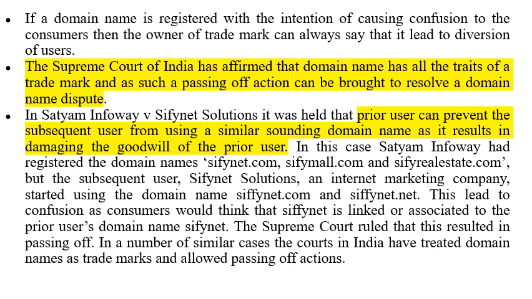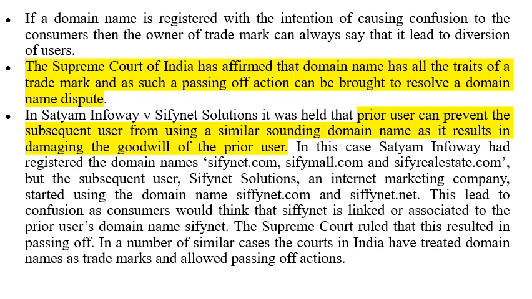Satyam Infoway claimed that it would lead to confusion, as consumers would think that Sifinet Solutions is linked or associated to the prior user's domain name, that is, that Sifinet Solutions is related to Satyam Infoway. In this case, the Supreme Court ruled that this did result in passing off, and they cancelled the registration of Sifinet Solutions.